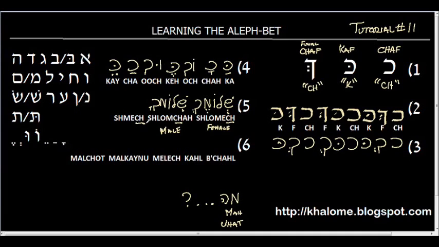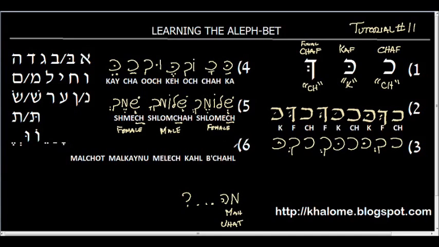Shmech is here again female, but this is asking a person, what's your name? So I'll be asking a female, what's your name? Mashmech. And so we would have Shin, Mem, Segol, and final Chaf. Mashmech, what's your name? And she might say, Shmi Daniel, my name is Daniel.